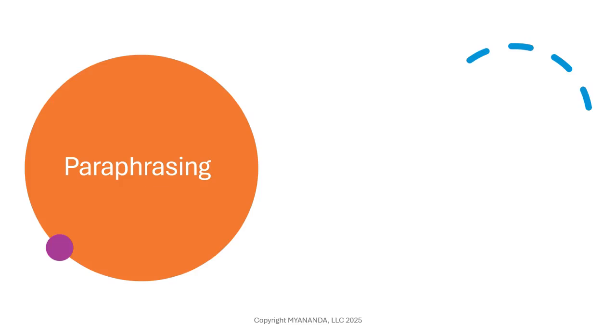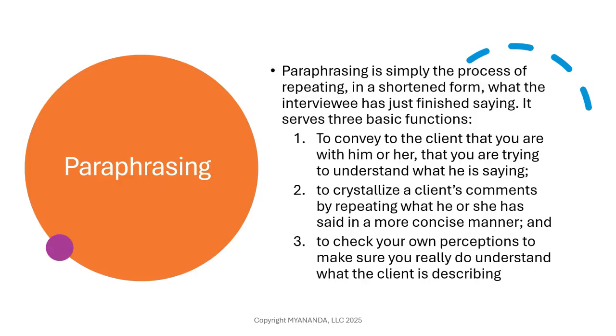Paraphrasing, I went to that a little bit, but here's a little bit more detail. It's a process. It's shortening the format, what the interviewee had just finished saying, and it has some functions. It tells the client you're with him or her, that you're trying to understand what they're saying. I need to change this to APA, they, their, him, hers, not appropriate so much anymore. Crystallizing a client's comments, get those.